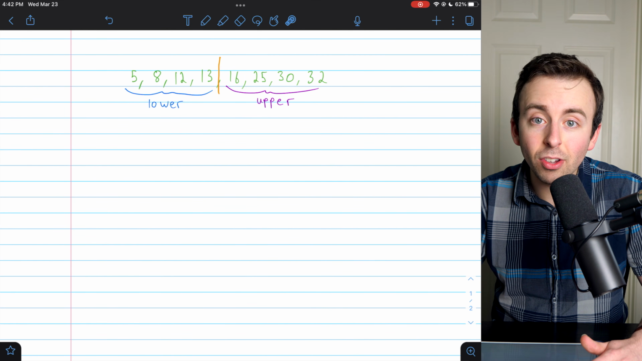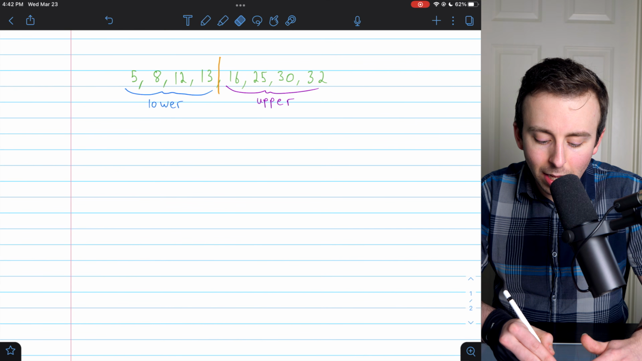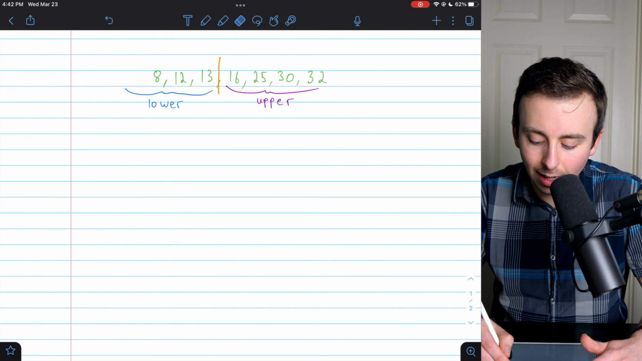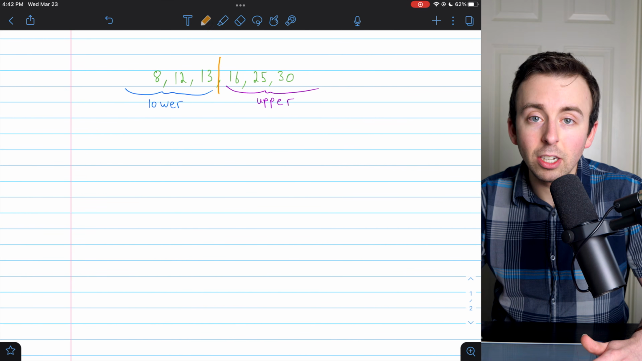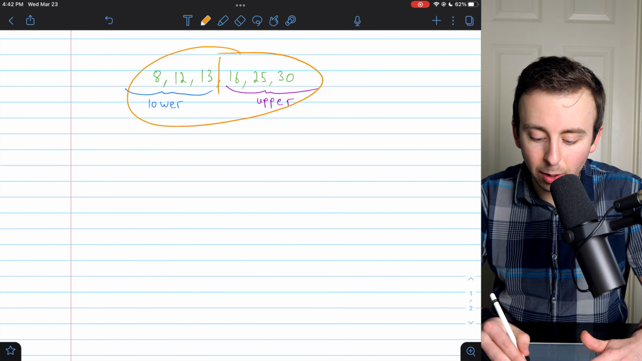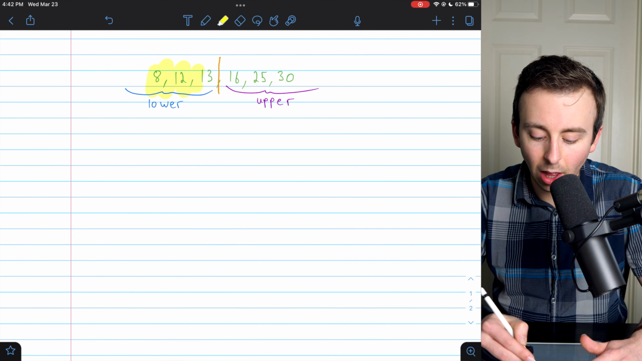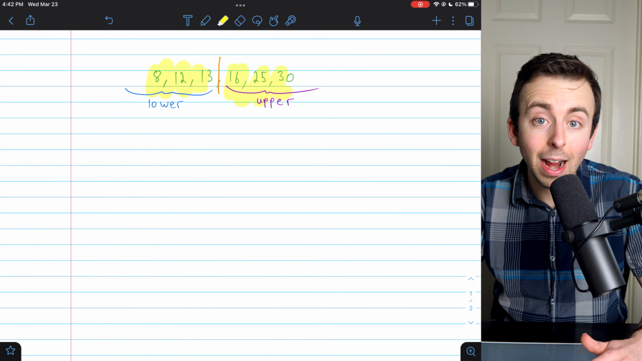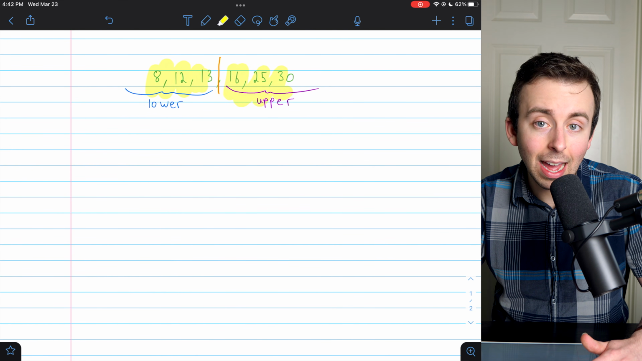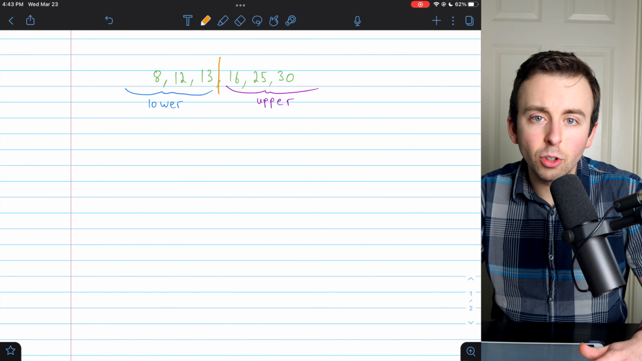But that's not always going to be the case. Suppose we had removed the lowest value, 5, from our data set, and the highest value, 32. Then we still have an even data set. We've got 6 values, and this would be the lower half, and this would be the upper half, but now those halves both have an odd number of data values. How do you handle this situation?